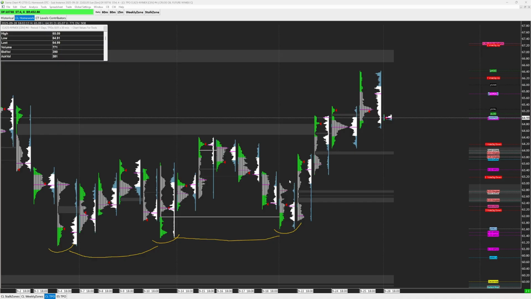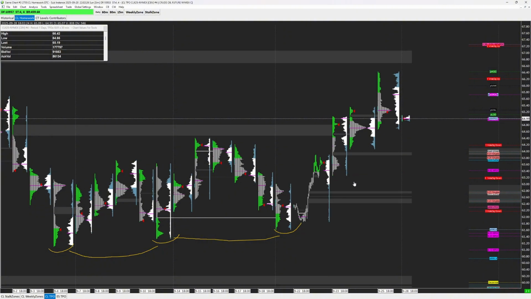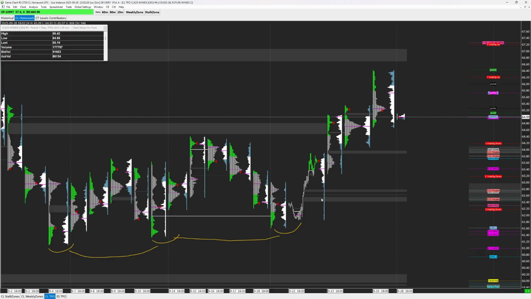That was huge. As you can see on the profile, it's got a very thin profile at the low in terms of the volume. There are some light gray bands, known as single prints. Those are price points that were only visited once in a 30-minute period. For the market to auction properly, it wants to auction those prices for more than one time period, at least two.